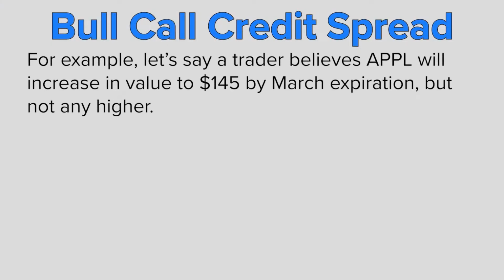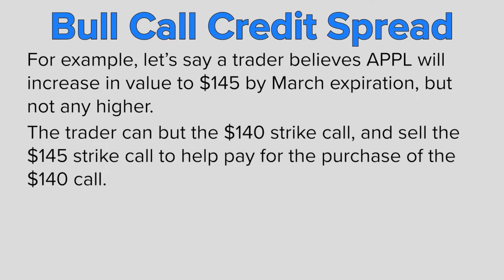Another way of thinking of this is that the call option you sell is reducing the premium, or subsidizing the amount you're paying for the call option you buy. For example, let's say a trader believes that Apple will increase in value to 145 by March expiration, but not any higher. The trader can buy the 140 strike call and sell the 145 strike call to help pay for the purchase of the 140 call.